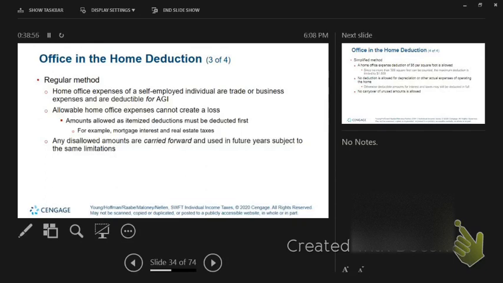All right? So if your mortgage is $7,000 of mortgage interest and you use $1,000 for your home office deduction, then you only have $6,000. Okay?